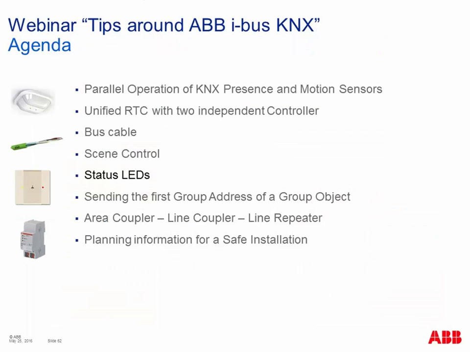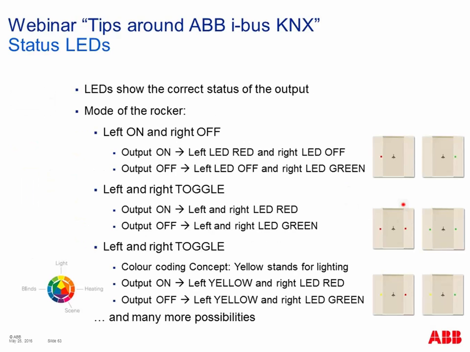Good, next topic, status LEDs. Here on our control elements or our sensors, we have LEDs on the left and on the right side of our rockers. The LEDs can be green or red, and can show the actual status of our output. Or for example, we can use a color coding concept, where we use the yellow LED to show this is a rocker for switching the light.